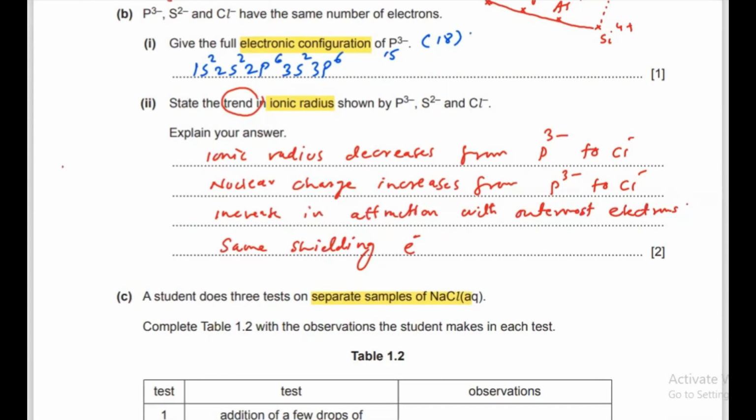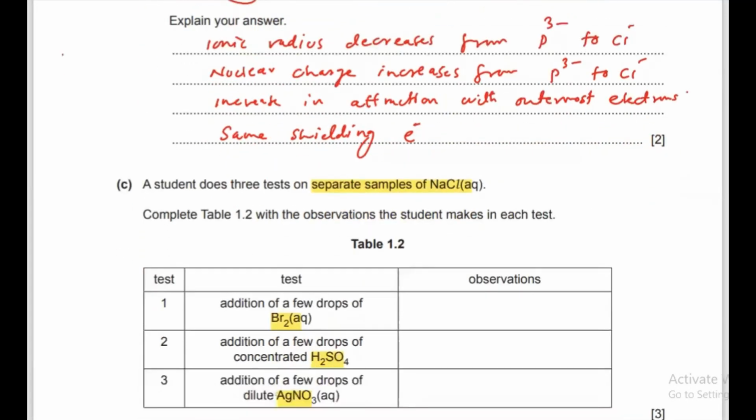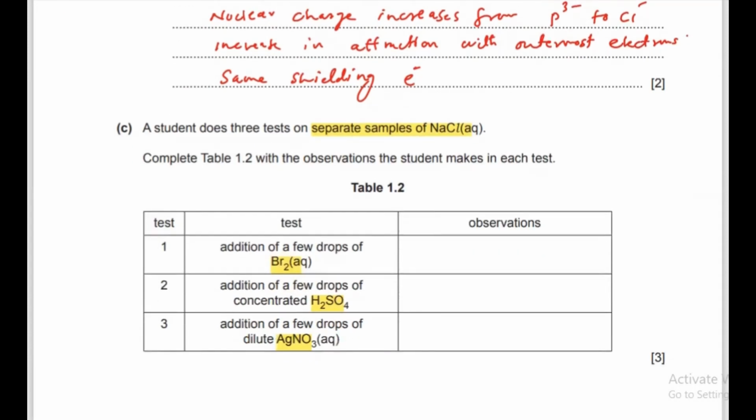Then nuclear charge increases as the number of protons increases, so greater attraction between the nucleus and outermost electrons. So nuclear attraction will also increase, and the shielding electrons will remain constant. There is no change or increase in the shielding electrons.